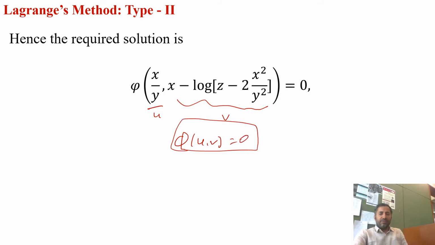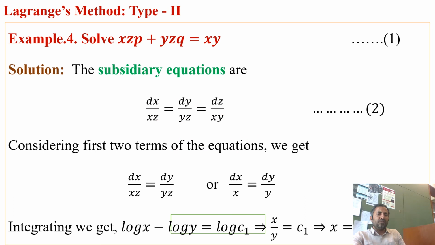Okay, so now come to the next question, that we can very quick, we can go for the next question. xzp plus yzq is equal to xy. So its substituted equation will be what? dx upon xz, dy upon yz, and dz upon xy. Any two that you can pick, suppose first and second terms that you have taken, so z will be cancelled, and it will be dx upon x is equal to dy upon y.